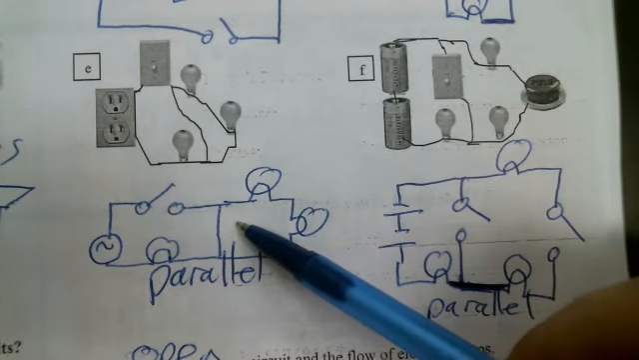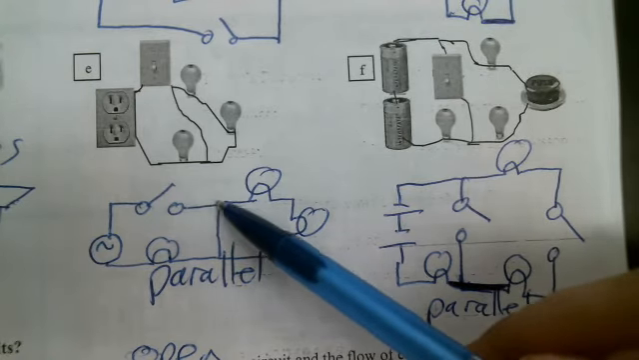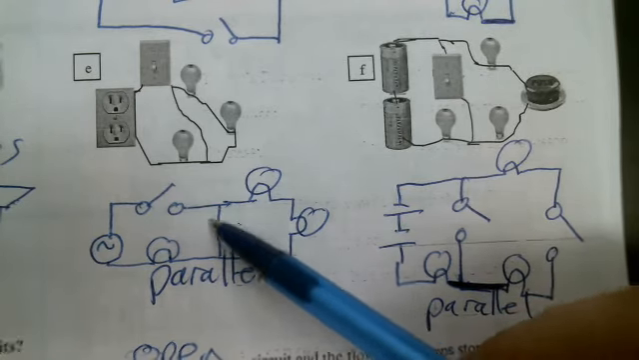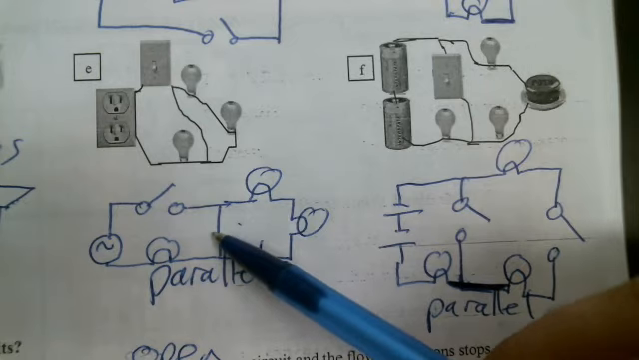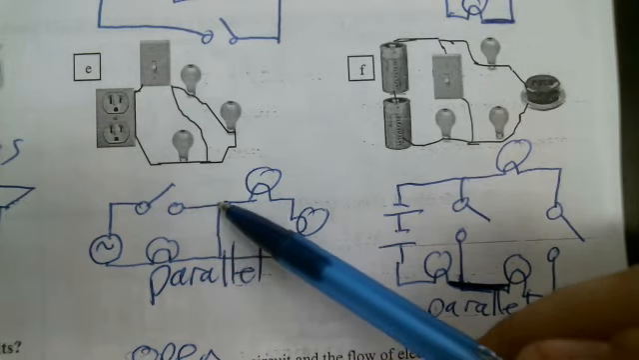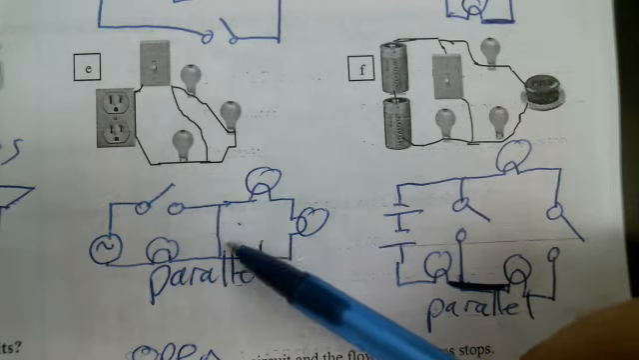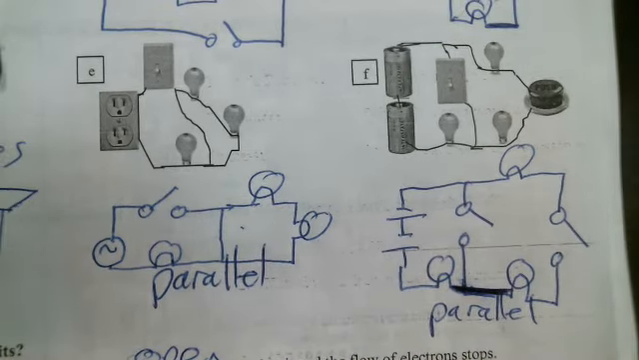In this diagram, there is a branch. Even though there's nothing on this branch, no switches or light bulbs or anything, we still have a wire that's branching, and so that would be considered a parallel circuit.